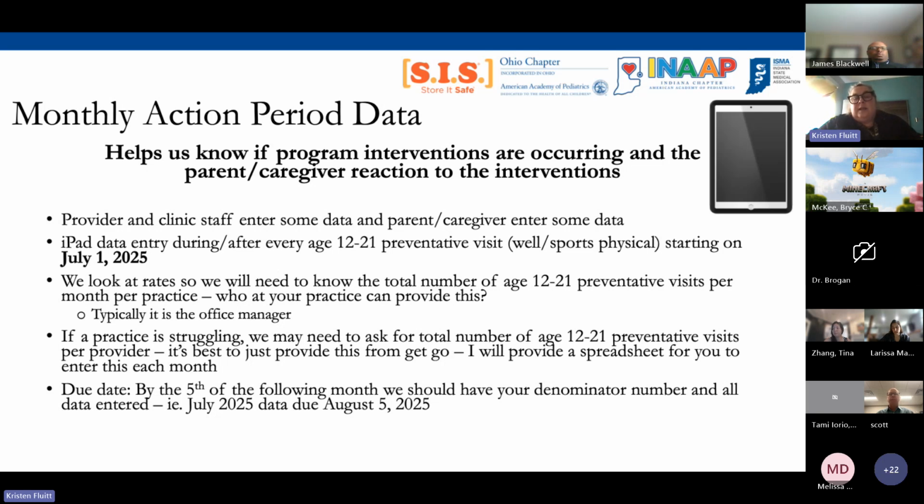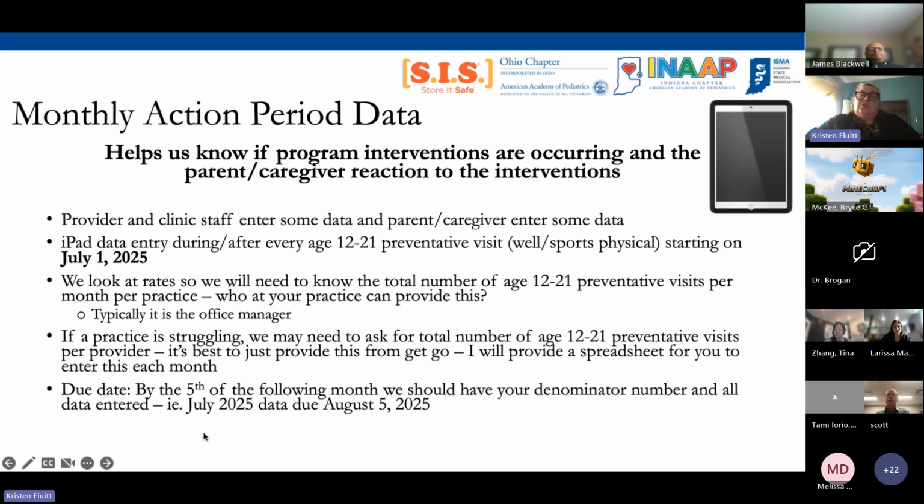If a practice is struggling, though, what we often have to do is look at the data at a provider level. So it's best to just go ahead and provide the denominator numbers from the get-go by provider. That's why when I send you your spreadsheet, it'll have all the providers listed. And then for that month, you'll just tell me how many appointments Dr. Jones had, how many appointments Dr. Spicer had, and we'll go from there.